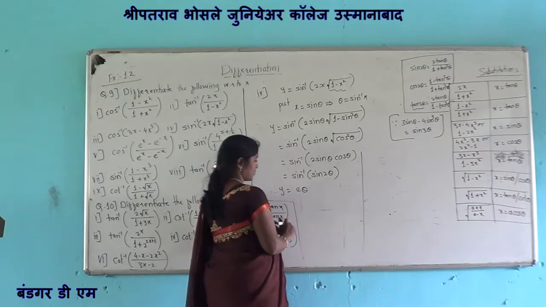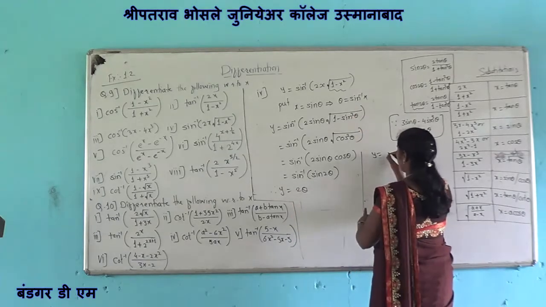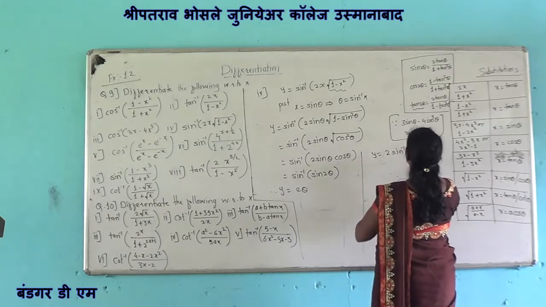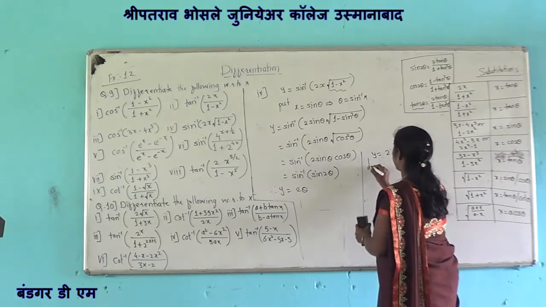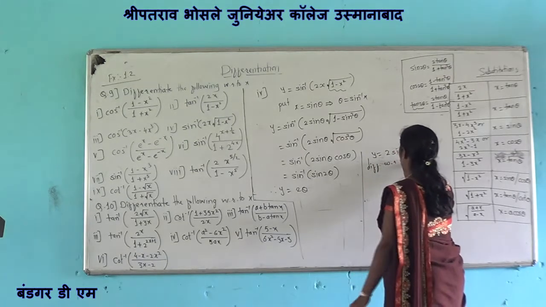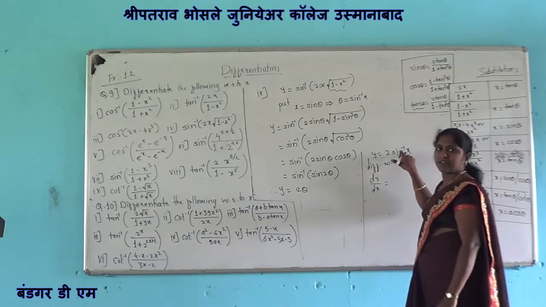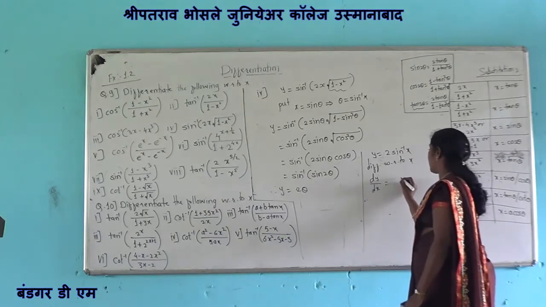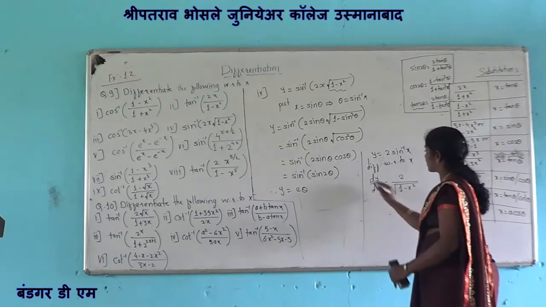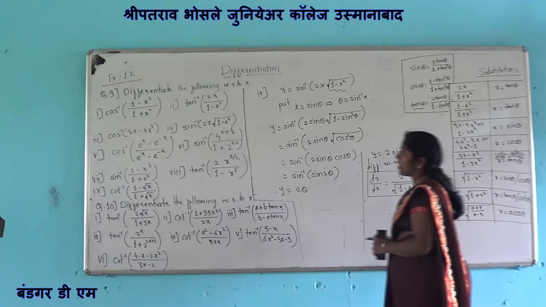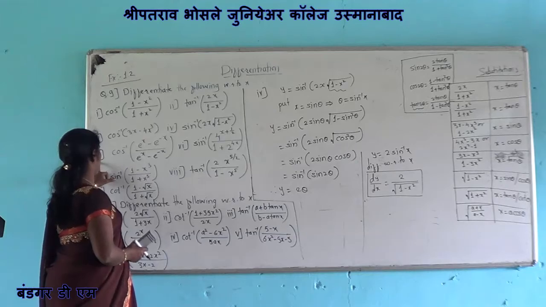Now we can differentiate this y with respect to x. We replace theta. First of all, y is equal to 2 sin inverse of x. So differentiating with respect to x, we get dy by dx is equal to 2 times the derivative of sin inverse x, which is 1 upon under root of 1 minus x square. So the answer will be 2 upon under root of 1 minus x square. So that is the required answer.